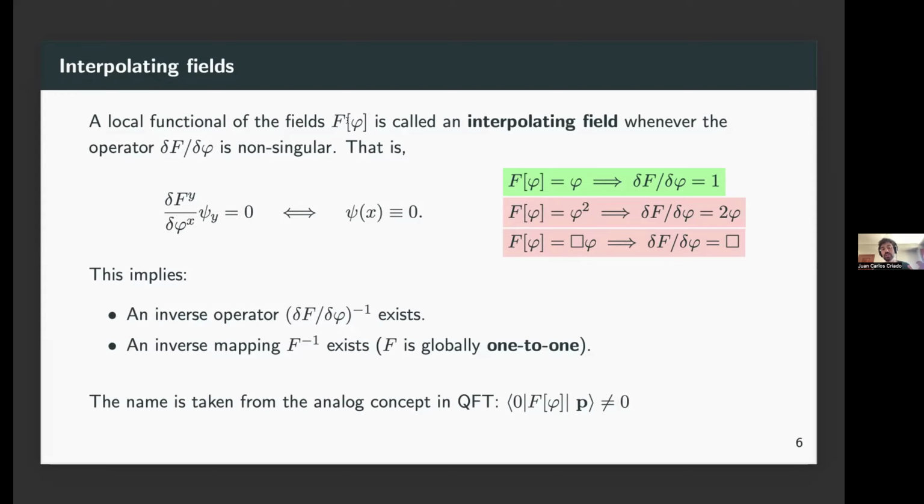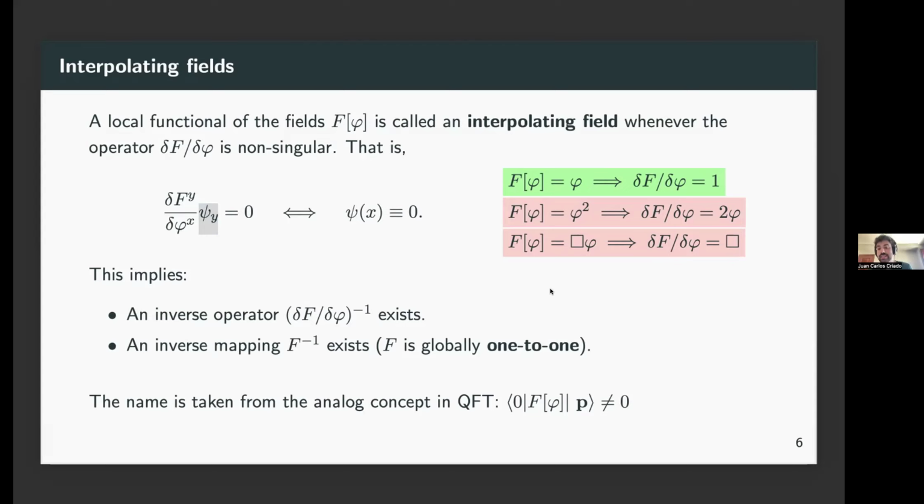That means, in general, it's an operator. And that means that when it acts on test functions, it should give 0 if and only if the function itself is 0. And I have some examples on the right here. So the first one is just the field definition, the identity. The functional derivative of that is 1. It's the identity matrix, and that's a non-singular operator.